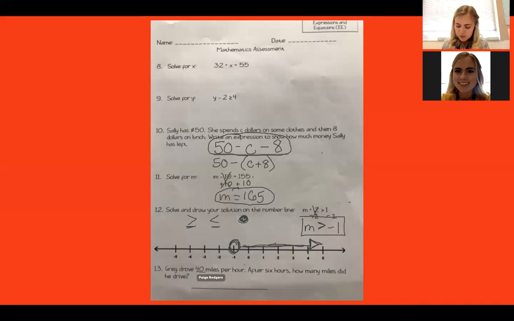Last one. Greg drove 40 miles per hour. After 6 hours, how many miles did he drive? So 40 miles in 1 hour. In 6 hours, how many miles? So I'm going to do 40 times 6 to see how many miles. 6 times 0 is 0. 6 times 4 is 24. So that means he went 240 miles in 6 hours.